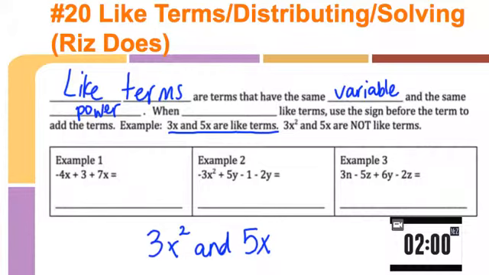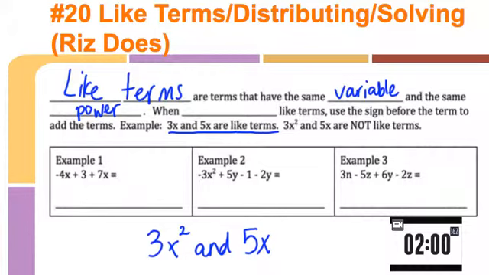Okay? So let me do a few examples of that. Let's say I have 3y to the second power and negative 5y to the second power. They have the same variable and they have the same power, so they are like terms. But now let's say I have 3y and negative 5x. Those are two different variables, so they are not like terms. Okay? Let's go over some of these examples.